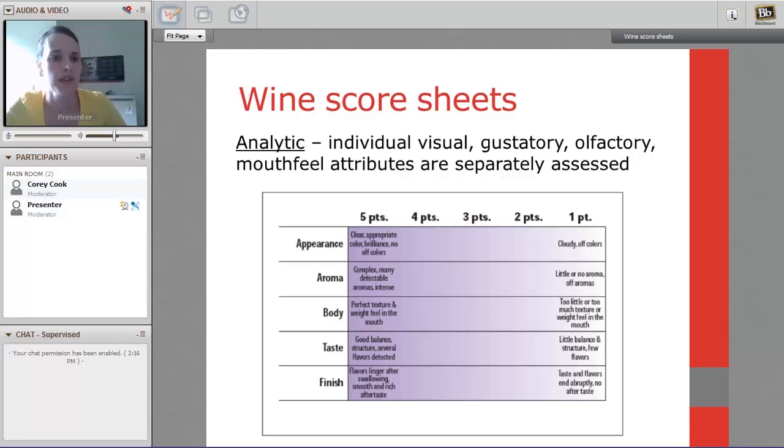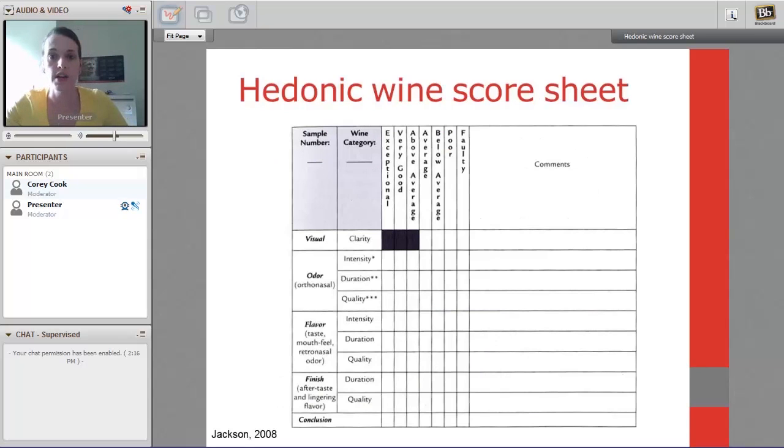And so different ones are going to speak to you differently depending on how you view wine and how you break it down. So there's a number of different types out there, or you just kind of find your own and then customize it as you need to use it most effectively. Other types, we have a hedonic wine score sheet.